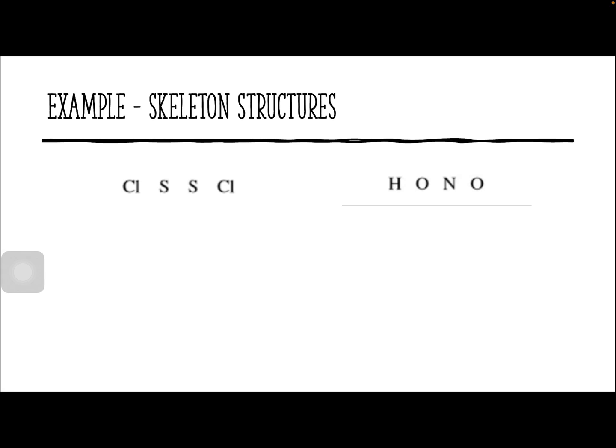We have to count our valence electrons. So we have 2 chlorines that are each halogens with 7 valence electrons, and we have 2 sulfurs that each have 6 valence electrons. So when we're done with this diagram, we need to have a total of 26 electrons showing.